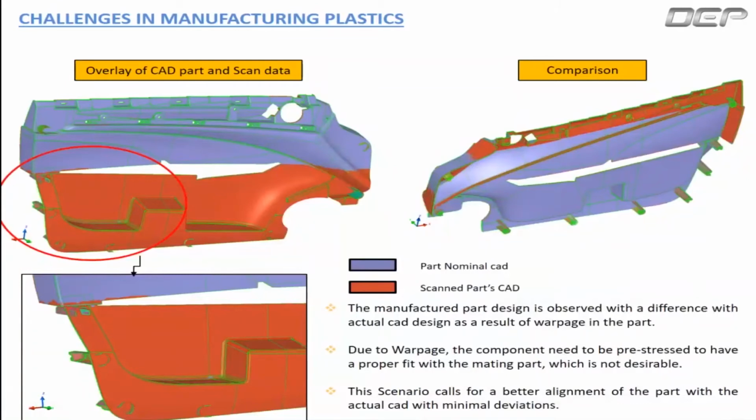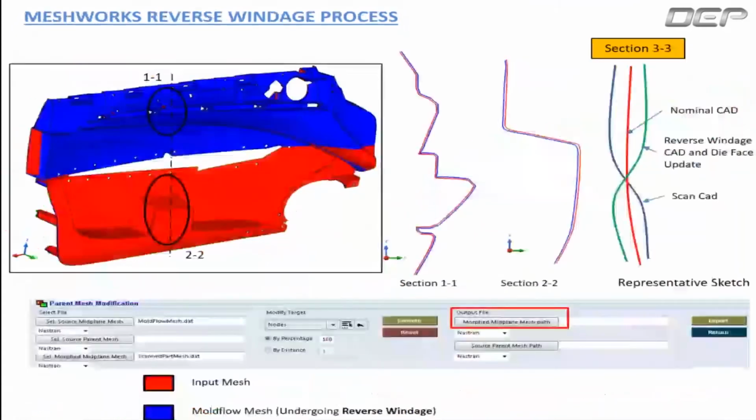As we discussed, this is going to undergo a pre-stress condition. In fact, it will not have a proper fit with the mating part, which is not a desirable condition. And the scenario calls for a better alignment without any deviation from the nominal CAD. Now we will explain our process.